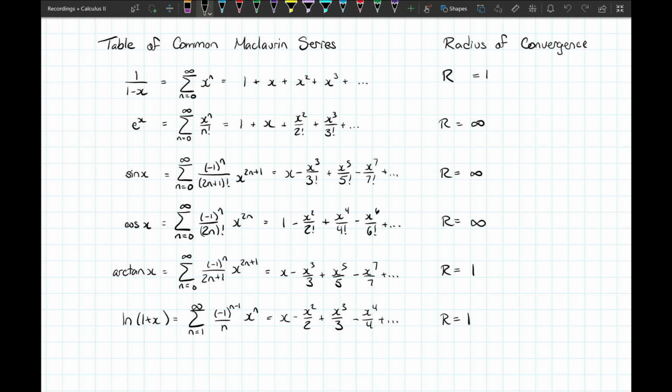And for a geometric series, it's convergent whenever that ratio has an absolute value less than 1. So we say that the radius of convergence is r equal to 1. This is only convergent over the interval from -1 to +1.